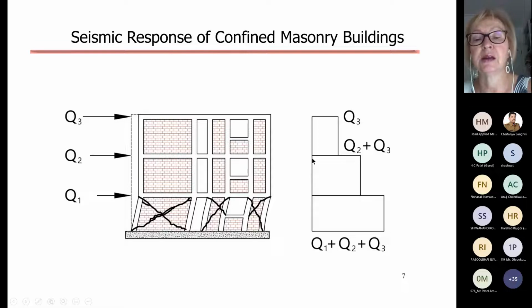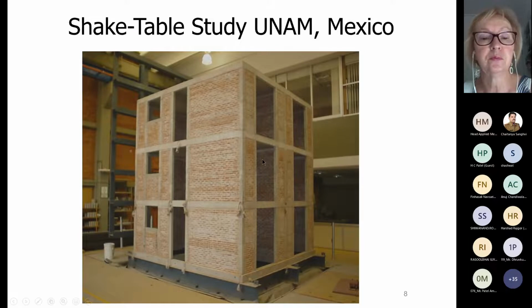In your design assignment, you're also asked to draw a diagram like this. Diagrams like this are very important because they show us the distribution of story shear forces, which is different from the applied loading, obviously. That is the pattern of behavior, as I said, from the different tests, and it was also observed in past earthquakes. This is one of the shake table tests at UNAM, Mexico, which was done several years ago.